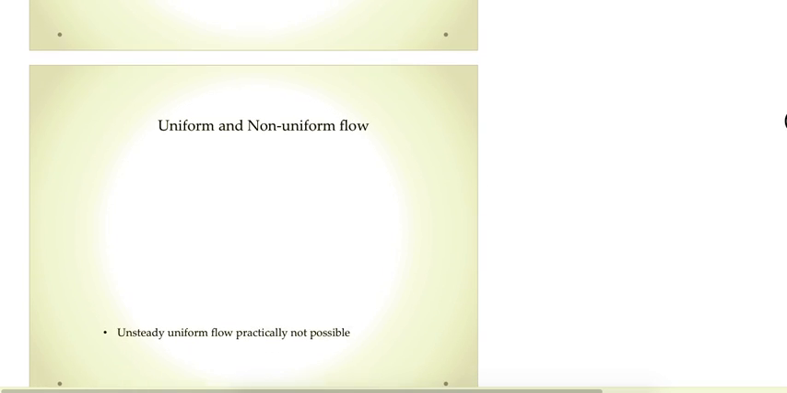Next classification is uniform and non-uniform flow. Uniform flow refers to the space dimension. Let's say this is some distance s, and again the same flow parameters: discharge, velocity, depth. If in this channel length these parameters are not changing, which means their partial derivative with respect to space is 0 because it is not changing, so it is termed as a uniform flow.